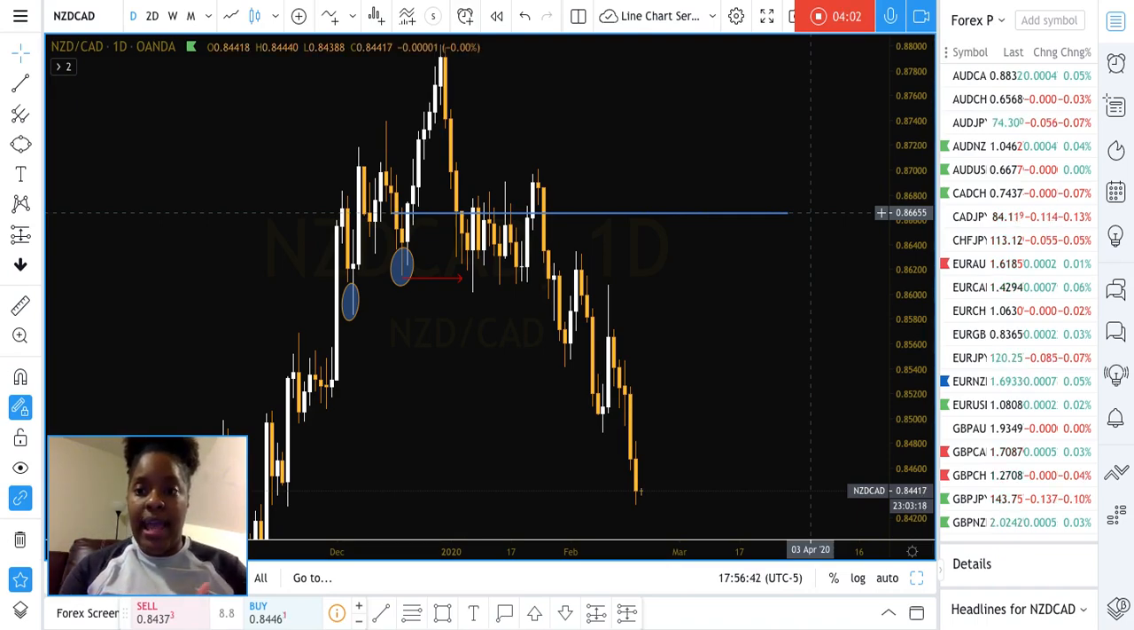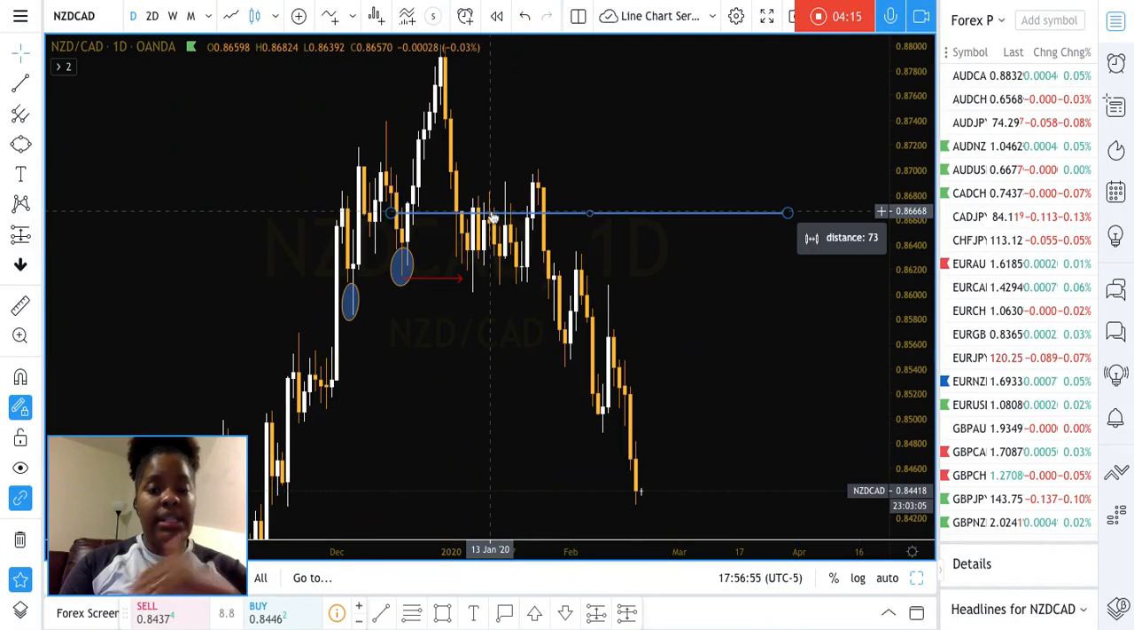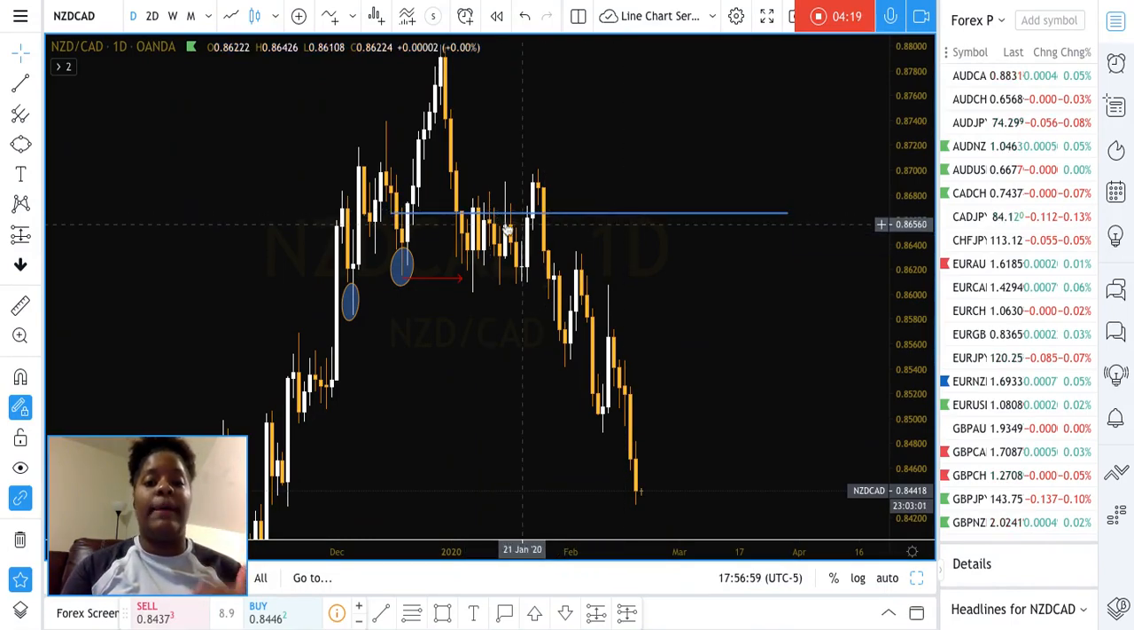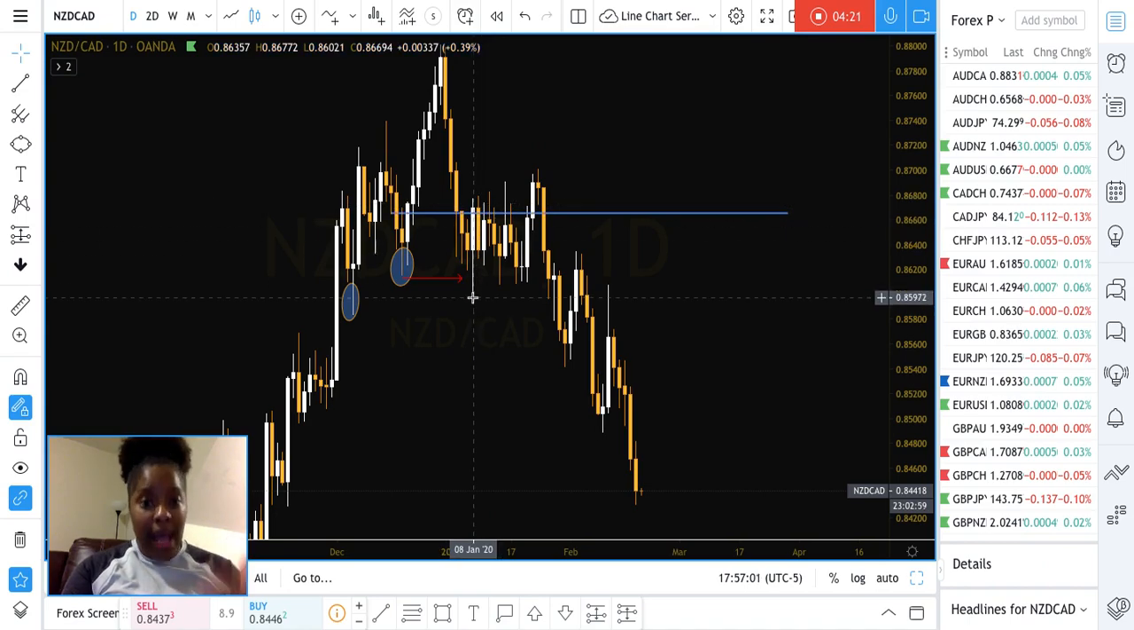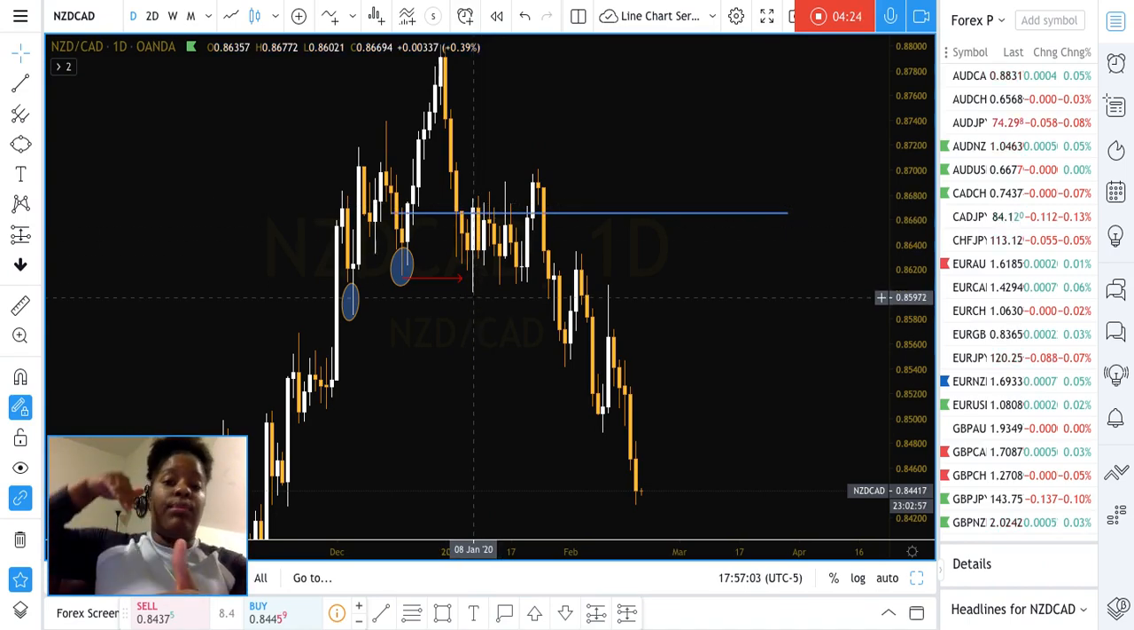So at 0.86655, or 0.8665, or 50, however you want to say this price point, we need to see price stay below that. So I'm basically saying I want to see price react to this area here. I want to see it react to this price point. As you guys can see, when we got the lower low, this is where I'm expecting price to retrace back up into and show me rejection, right?